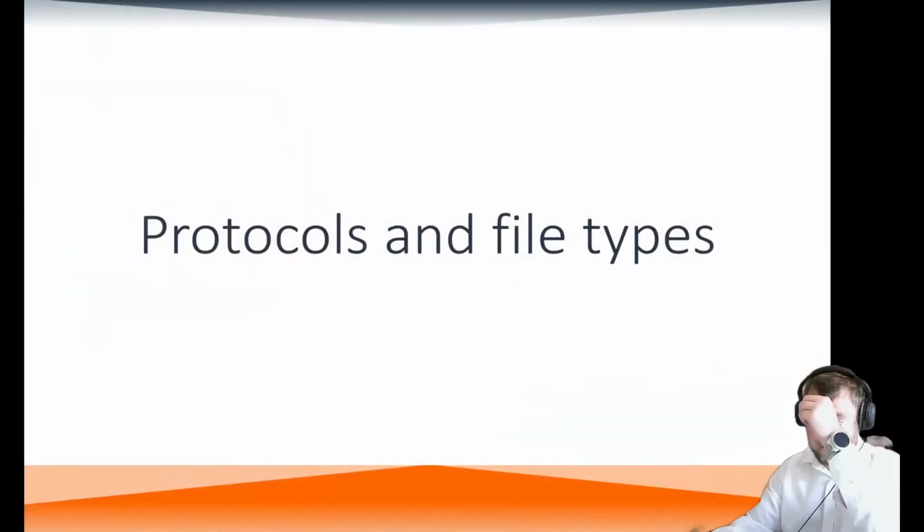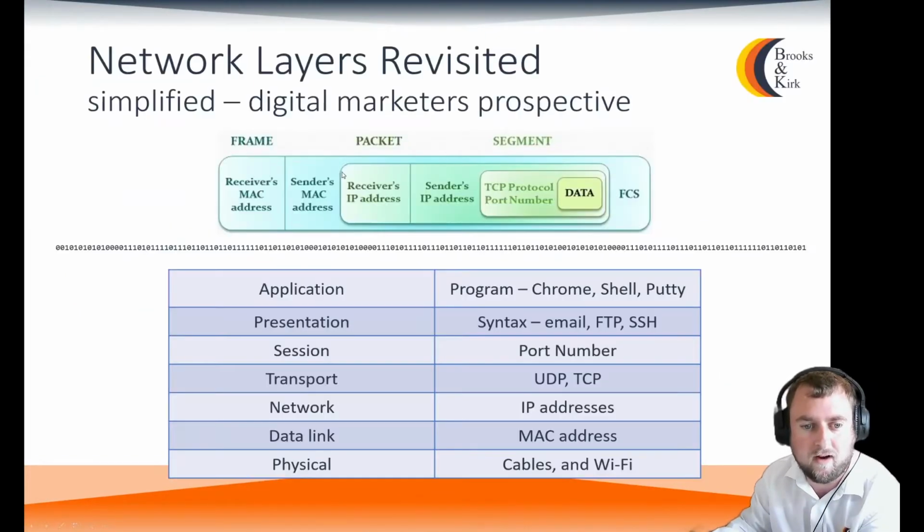So this lesson is all about protocols and file types. If we just go back to what we covered last lesson, network layers. Could you summarize some of the early layers, like the physical layer and stuff like that? What do you take from the last lesson?